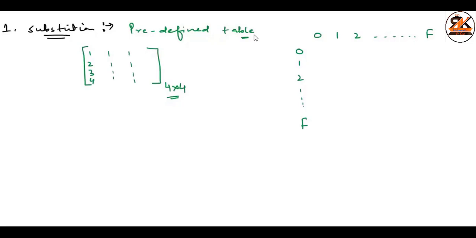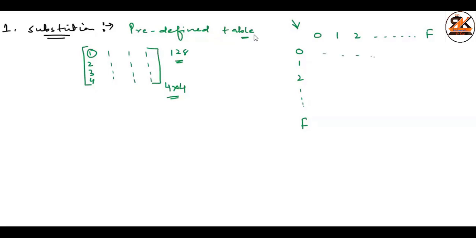Similarly, we can have these bytes, 16 bytes, total 128 bits. And we have to substitute for a first byte. For example, here we have a first byte. We have to substitute from this table. This is a sub-byte table, and it has certain values written here.